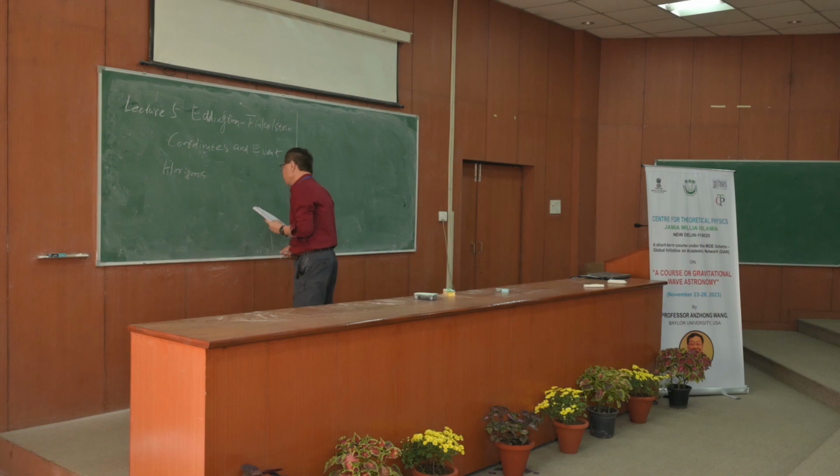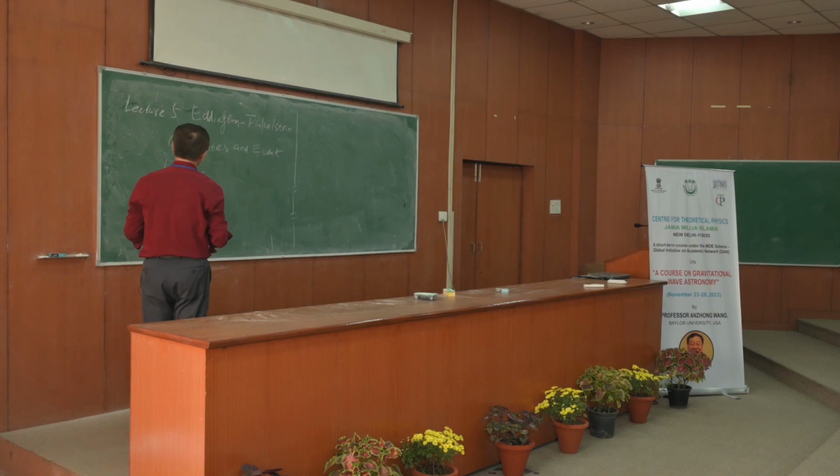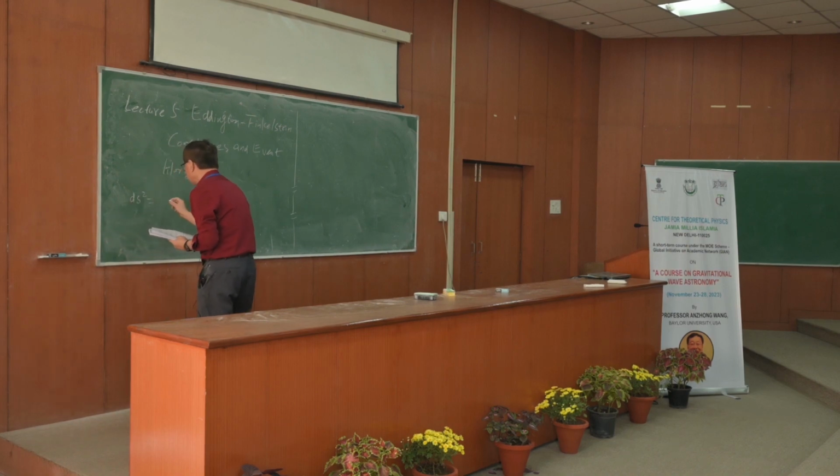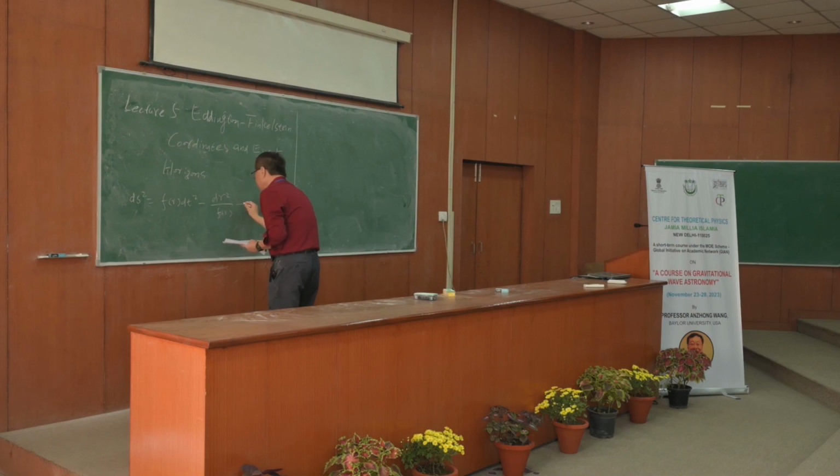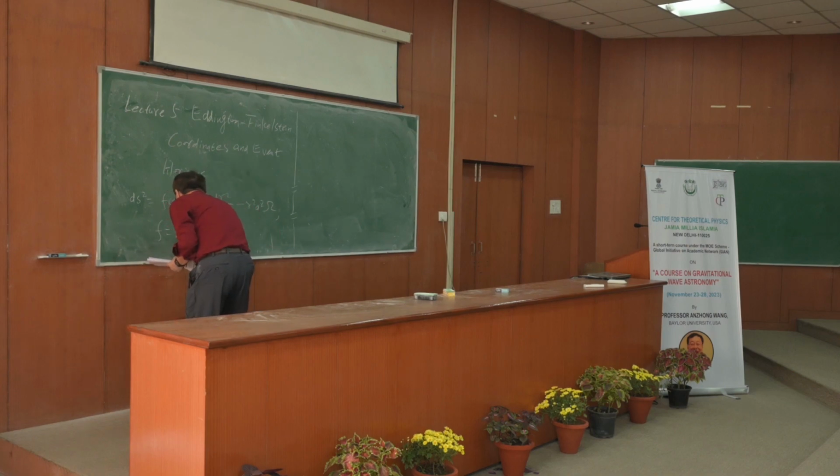In this lecture we are going to consider adding the event horizon. The main idea is the following. If I have the metric ds squared equals f(r) dt squared minus dr squared over f(r) minus r squared d omega squared, where f equals 1 minus 2M over r.